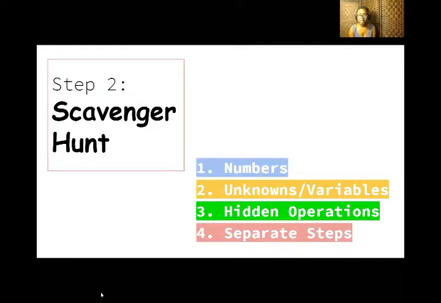So now let's go on a scavenger hunt. We're going to be looking for 4 things in this scavenger hunt inside the word problem: numbers, unknowns or variables, hidden operations, and separate steps. We're going to go through the word problem and highlight each part that we find with the corresponding color.